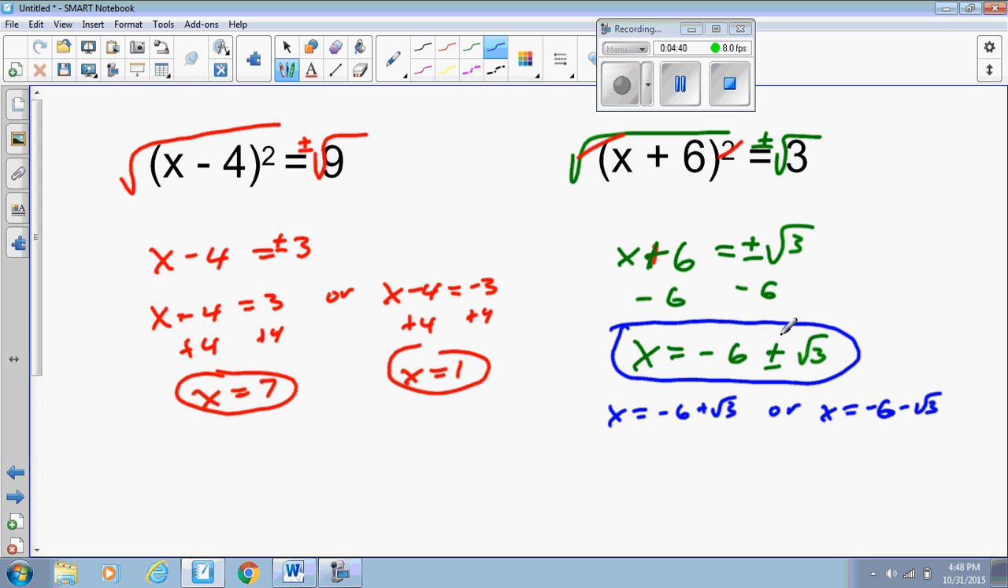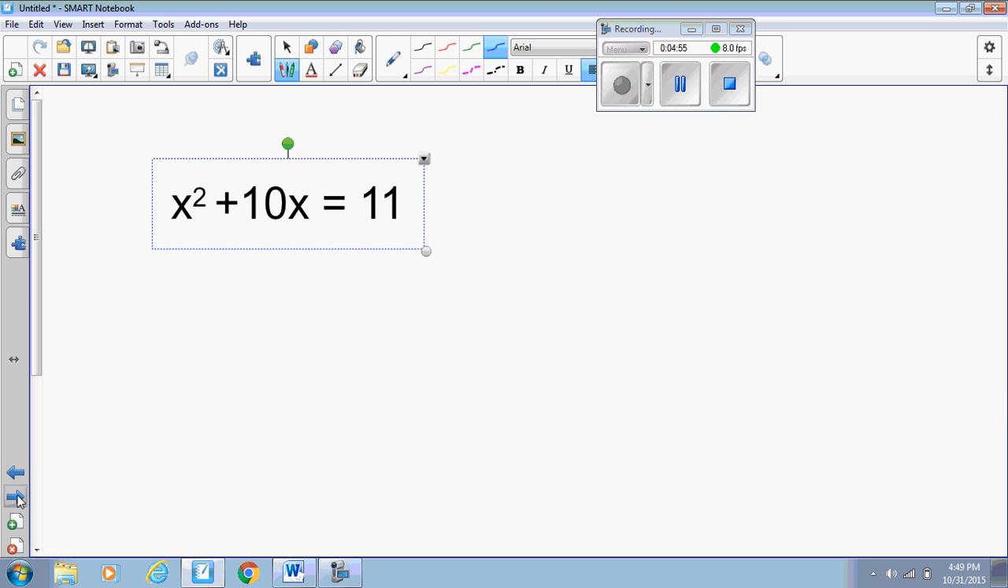If they did ask for a decimal approximation, we'd have to go to our calculator and put negative 6 plus the square root of 3, which is about 1.7. So we'd get some decimals for our answer. Okay, the problems are going to get a little more tricky.